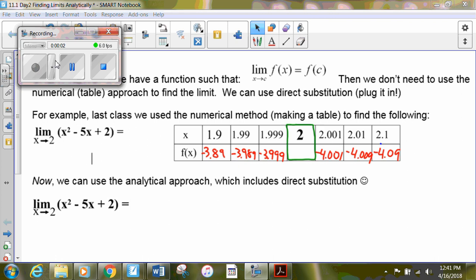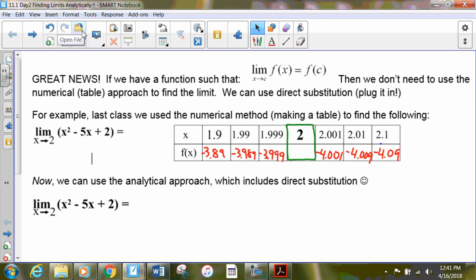Okay, 11.1, day 2, finding limits analytically. So last class we found limits graphically and numerically. And so now we're going to discover the great way of finding limits analytically.